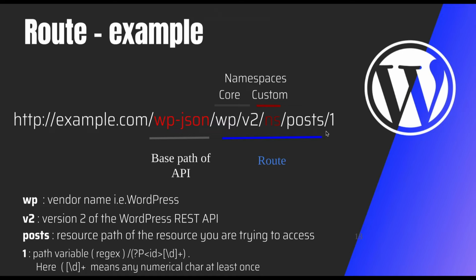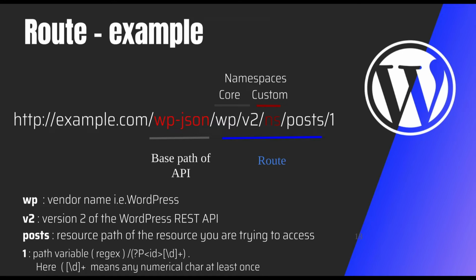Okay, now looking at this part, this is the route, this entire part. Inside of this route, this part is your namespace, in which this is your core and this is your custom namespace. This NS, you could name it anything that you like. Then you have post and then you have /1. So wp is actually the vendor name, that is WordPress. v2 is version 2 of the WordPress REST API. Post is the resource path of the resource that you're trying to access. And 1, for example, is the path variable, which uses regex. Here, this means any numerical character at least once. So this is an example of a route.